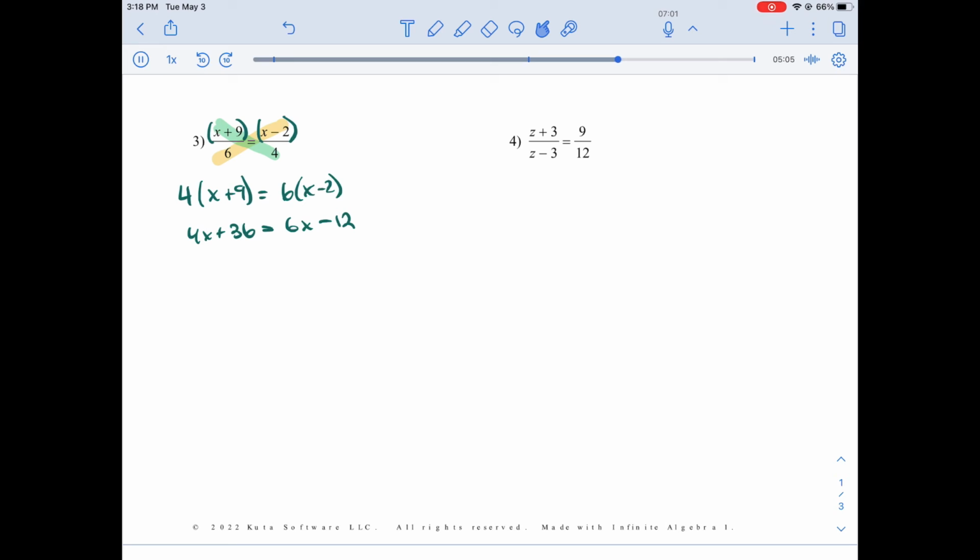You can check the multiplication with your calculator. Let me know if you disagree, if I've messed something up. Now we'll move the 4x over. We get 36 equals 2x minus 12. And we'll move the 12 over to get 48 equals 2x. Divide both sides by 2, and I find that x equals 24.